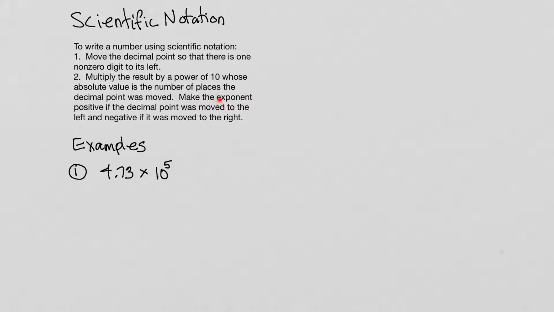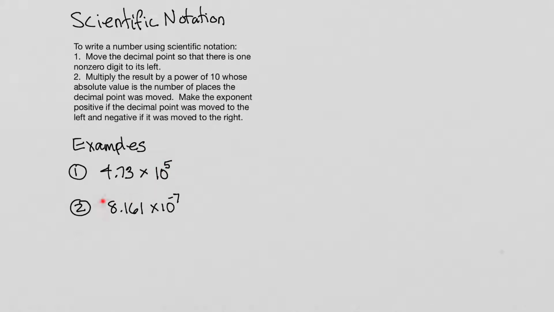Now, we're going to make the exponent positive if we moved the decimal point to the left. So if we move the decimal point to the left, we're going to make that number positive. If we move it to the right, we're going to make it negative, right? So a negative if it was moved to the right. So looking at this number, we have one non-zero digit to the left. The absolute value here is 5, so we must have moved the decimal point 5 places, and because this is positive, we know we moved it to the left.